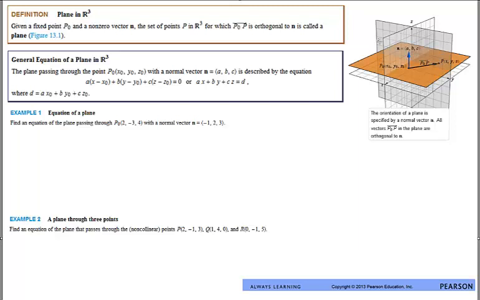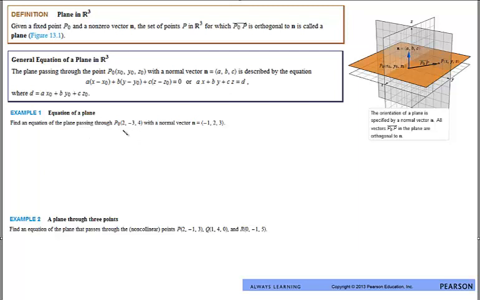After which there will be a normal vector, here it is right here, a normal vector that will be orthogonal to all other vectors in that plane. Okay, so we need to get an equation of a plane, and we've been given the definition and the general equation for that and how it will be presented. So let's go ahead and try to get one of these.